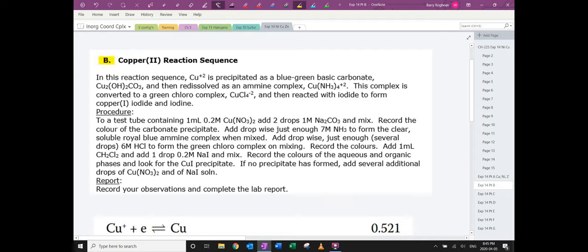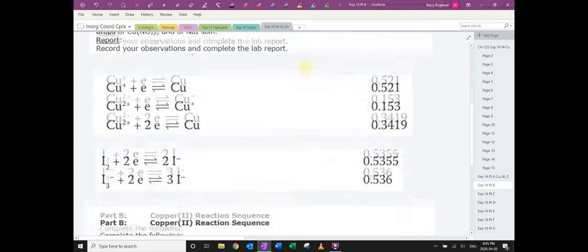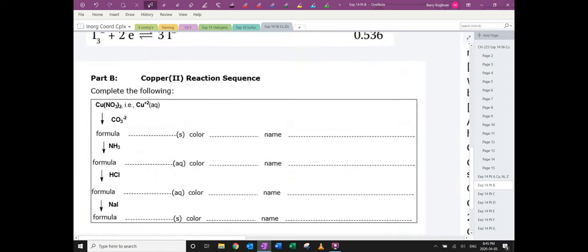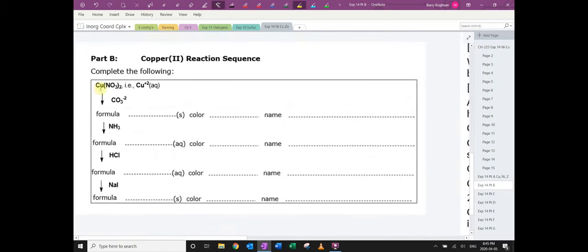Experiment 14, Part B, we're going to look at a sequence of reactions with the copper 2 ion. And let's head straight down to the lab report and look at that quickly. We are going to start with a solution of copper 2 nitrate, which will give us some copper 2 ion in solution. We'll precipitate that copper 2 ion as the carbonate, and there's location for you to write the formula, the color, and name the compound.